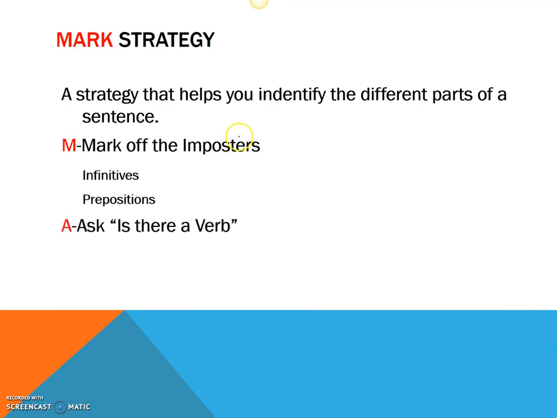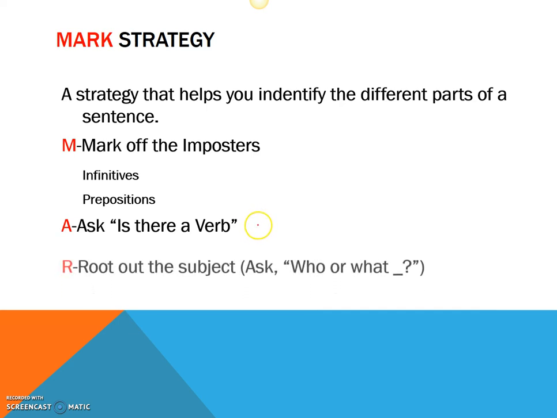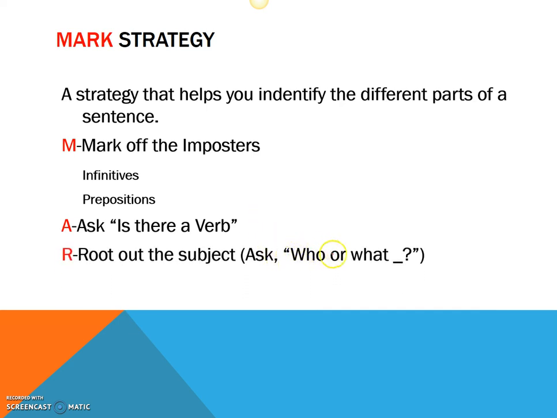The next thing, ask yourself, is there a verb? I always look to see if there's action first. Is one of those words action? After that, if there's no action, then I look at the sentence for a linking verb. And you have a list of linking verbs. If you're not very good at those, just look at those and that will help you. After that, root out your subject. Ask who or what. If you can answer that question, that will help you find the subject.